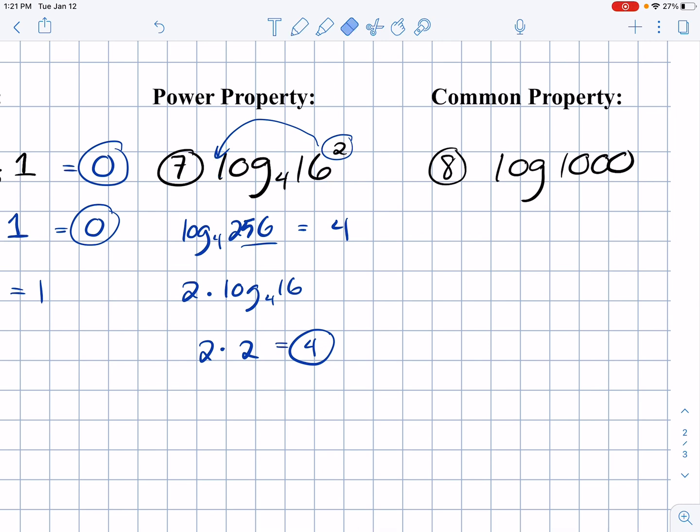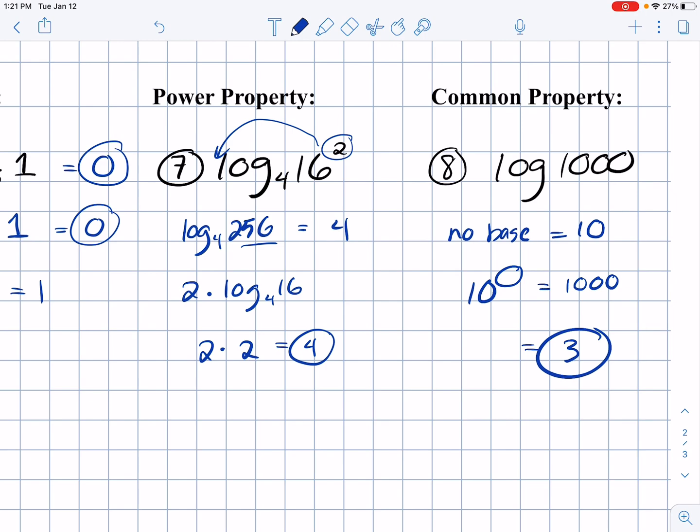Okay, and then the last property on here, common log property, states if there is no base written, then you always assume that base equals 10. So the log of 1,000 is saying 10 to what power gets us 1,000. That would be 3. 10 times 10 gets us 100. 10 times 10 times 10 would get us 1,000.